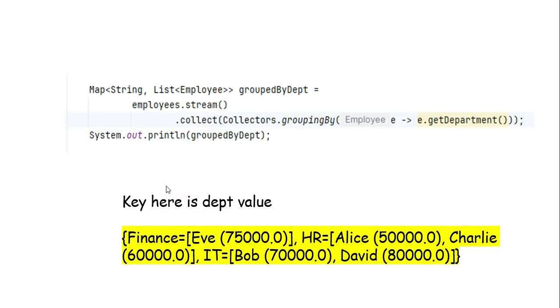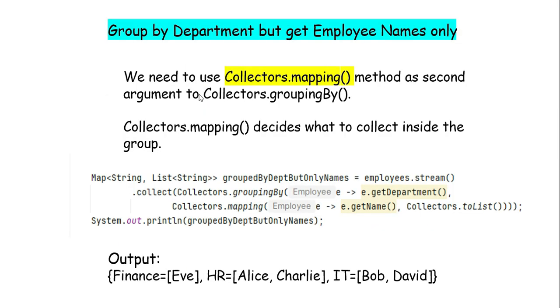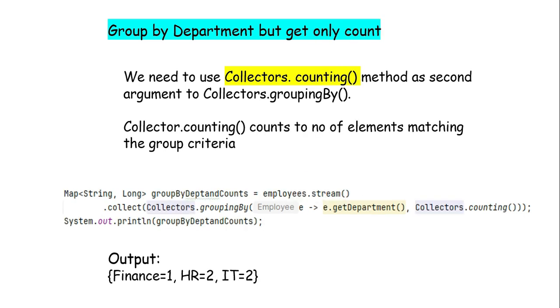So if you see here, instead of a list of employees, what we are getting is a list of strings. In some scenarios we don't need the entire object, we just need some part of that specific object. By using Collectors.mapping we can do that. We'll see this example in the code.